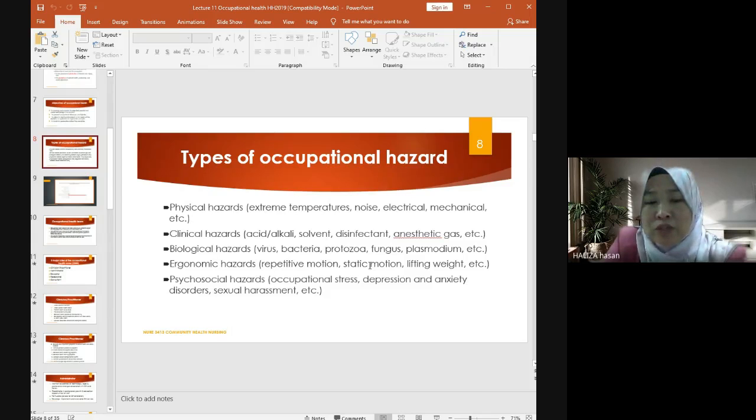And another type, ergonomic hazard: repetitive motion, static motion, lifting weight. Ergonomic hazard can affect nurses, or factory workers who stand to produce their product for 7 or 8 hours per shift. And then psychosocial hazard: occupational stress, depression, anxiety. These are the types of occupational hazard. Okay, and also sexual harassment maybe.